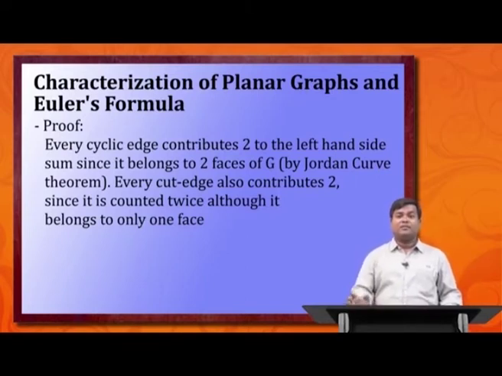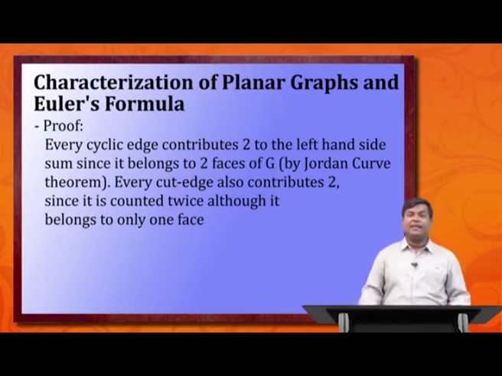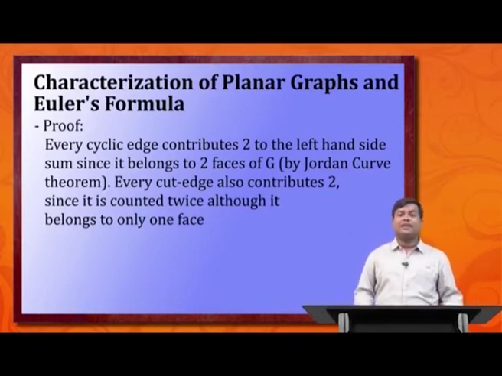So we have written down that proof here. Every cyclic edge contributes 2 to the left hand side sum, since it belongs to two faces of G by the Jordan curve theorem. Every cut edge also contributes 2, since it is counted twice, although it belongs to only one face. So therefore twice m equals the summation of the degrees.